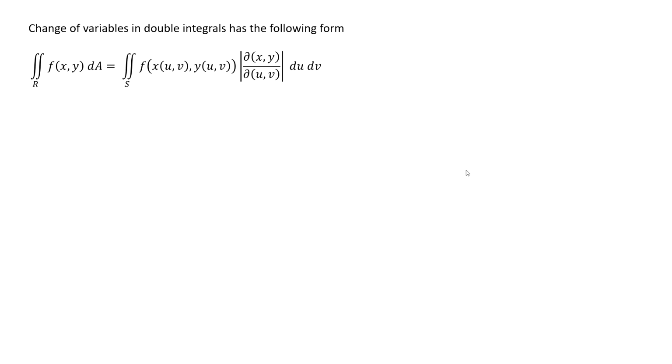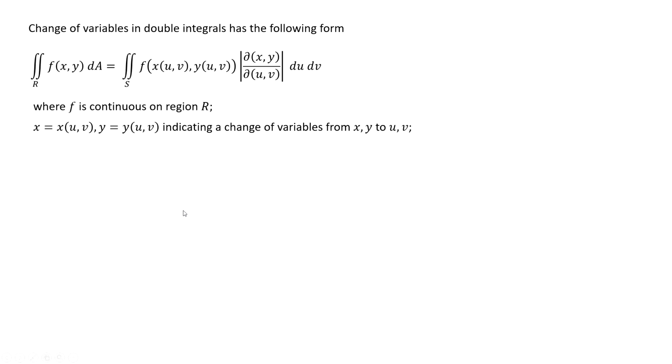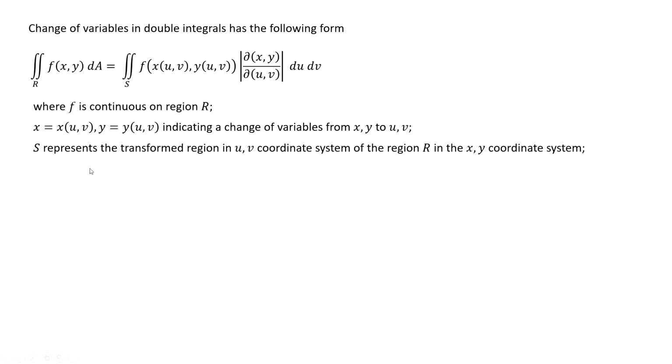In the same way, the region gets transformed. The original region was R in the XY system. That region is transformed to S in the UV system. Okay? That's something to remember. Where f is continuous on region R, and x equals x of u comma v and y equals y of u comma v indicate a change of variable from XY to UV. And S represents the transformed region in the UV coordinate system of the region R in the XY coordinate system, like I was saying.